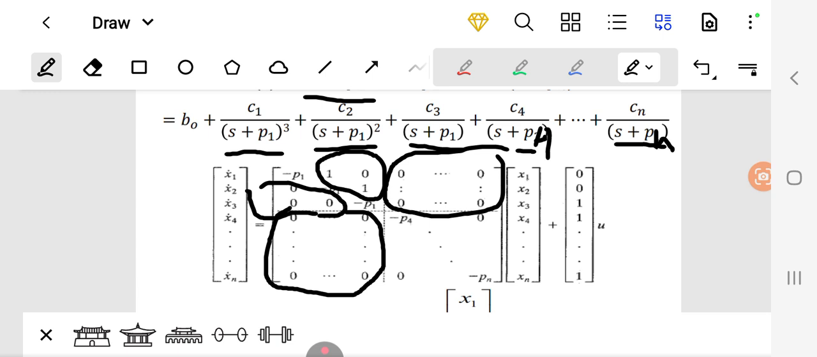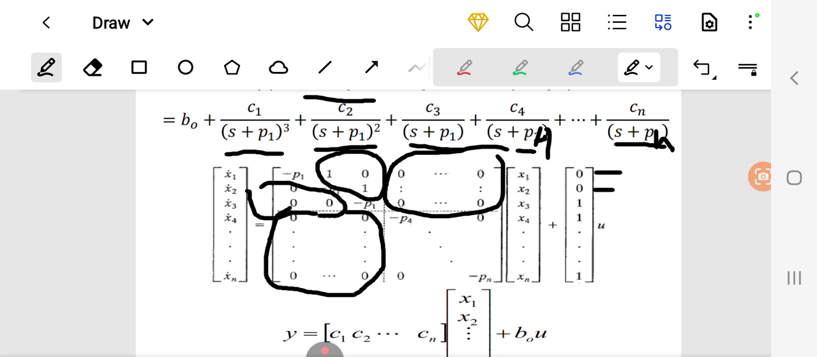For the U coefficients of the B matrix, first 2 equals zeros and the rest equals 1s. For the Y matrix, we have the coefficients of the partial fractions C1, C2 until Cn. And for the part of U is B naught times U.